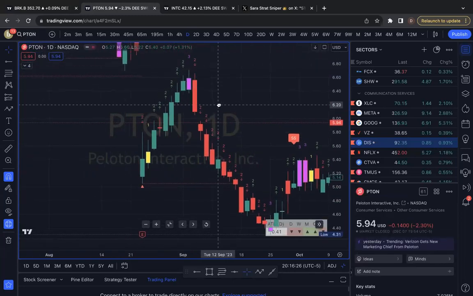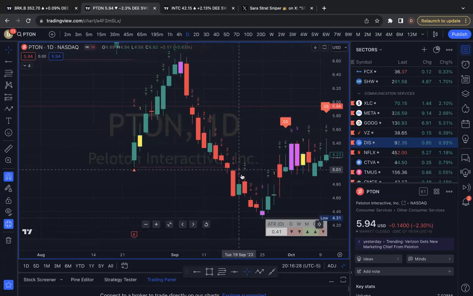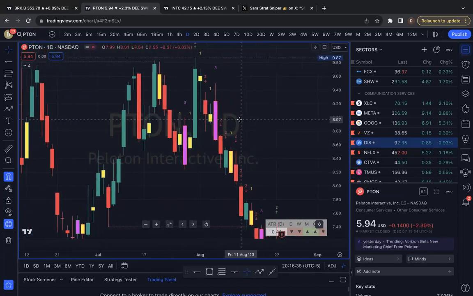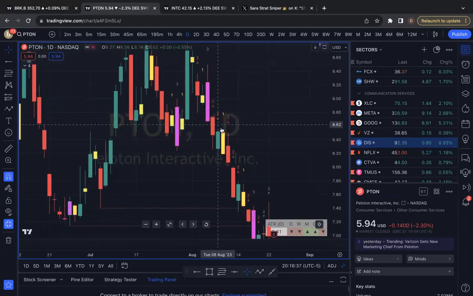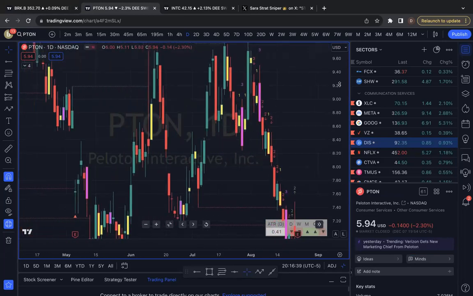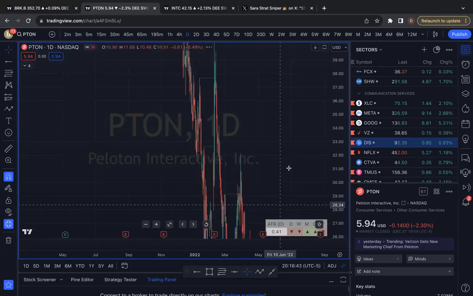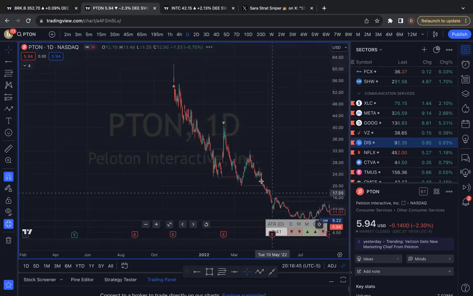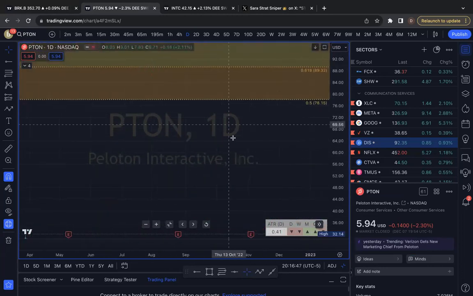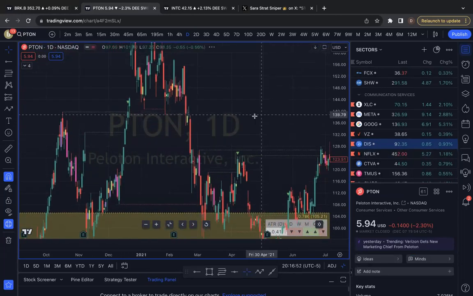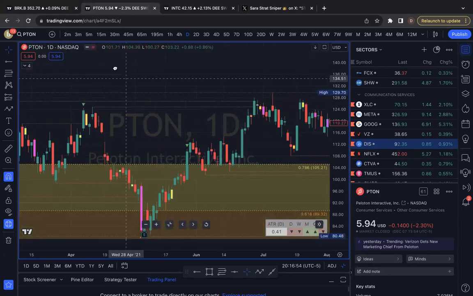So if you look at Peloton, you see how we have a lot of 2 downs. We have a lot of 2 ups over here. We have a lot of 2 downs. If we look in Peloton's history, they've been struggling for a while. So Peloton, I believe, was as high as 200 something. Yeah, Peloton was once at one point in time a very highly traded stock.